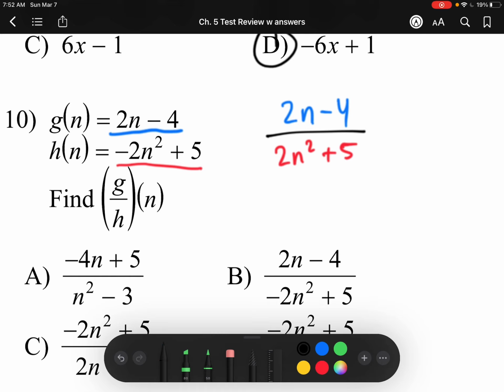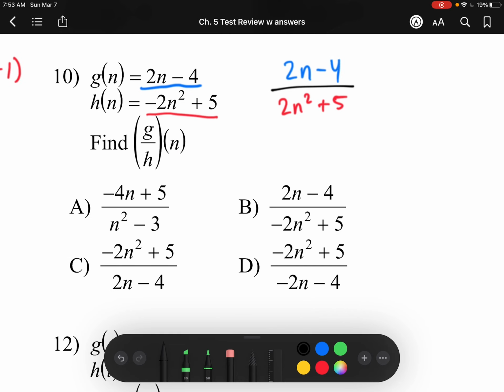So we can factor this, right? We can factor a 2 out of it, and it's 2 times n minus 2. However, we can't factor anything out of this. So that means we can't simplify it any further, right? This does not share any factors with this or this. So we're done. We don't have to do anything else. Our answer is 2n minus 4 over 2n squared plus 5, which is option... Oh, and I forgot the negative right here. So this is supposed to be negative. Our answer is 2n minus 4 over negative 2n squared plus 5, which is option B, right?